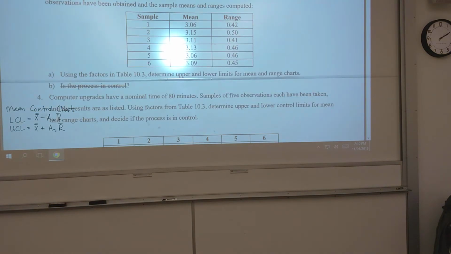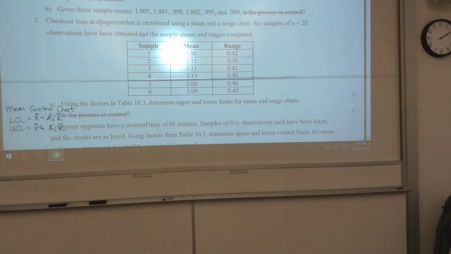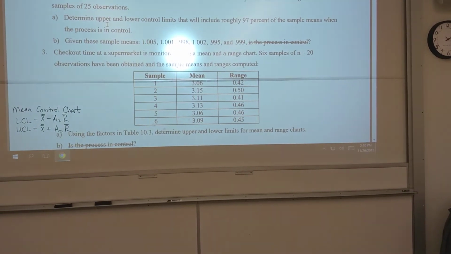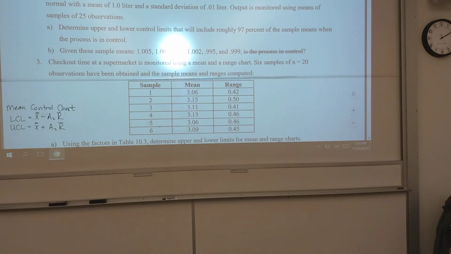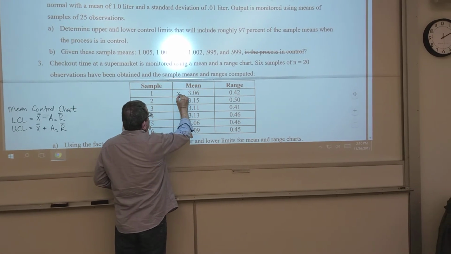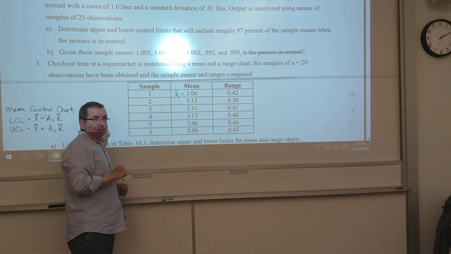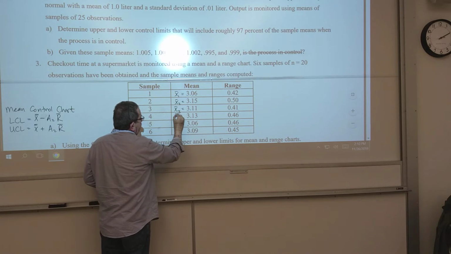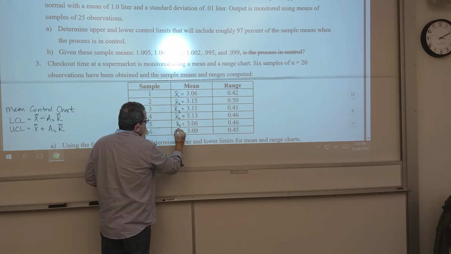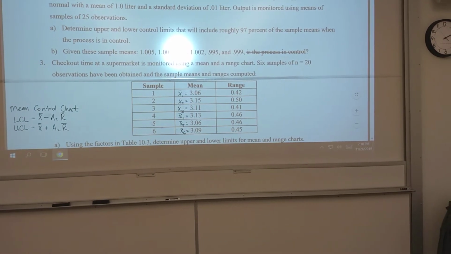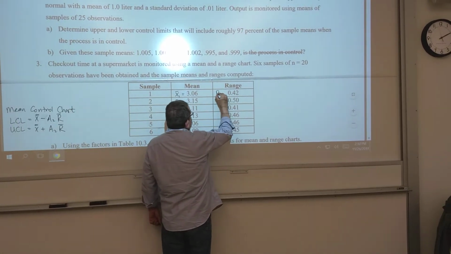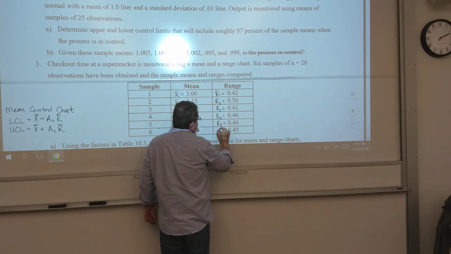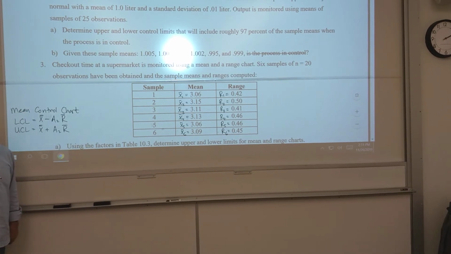And so let's look at the question. Okay. So this is x1 bar, okay? So this is the average of the first sample. This is the average of the second sample, average of the third sample, fourth sample, fifth sample, and sixth sample, okay? And this is the range of the first sample, R1, R2, R3, R4, R5, R6.